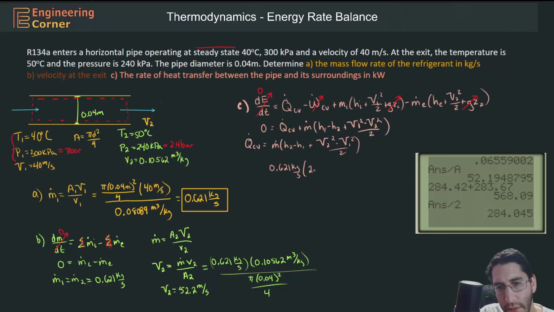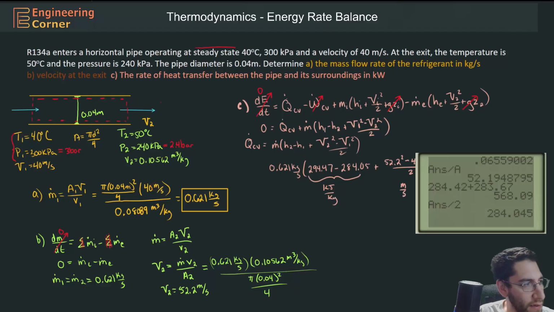So 294.47 minus 284.05. These units right here are kilojoules per kilogram. And then we have my velocity terms, so plus 52.2 squared minus 40 squared, over 2. And these are in meters per second.